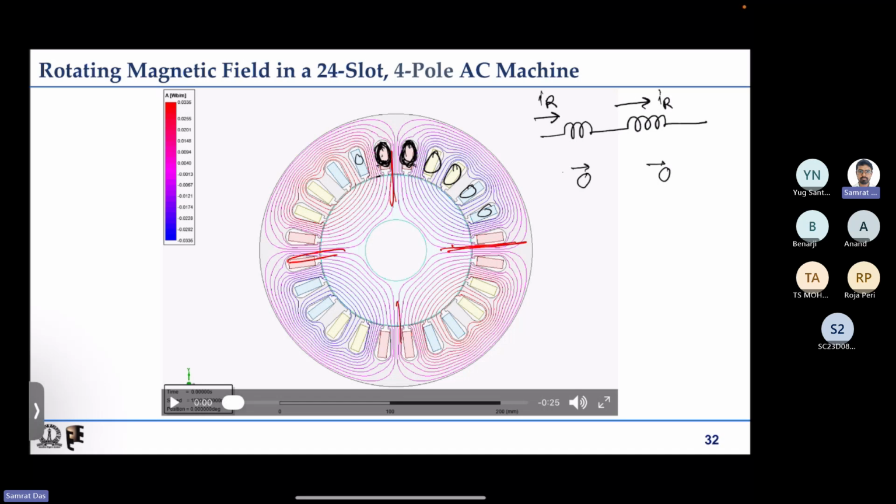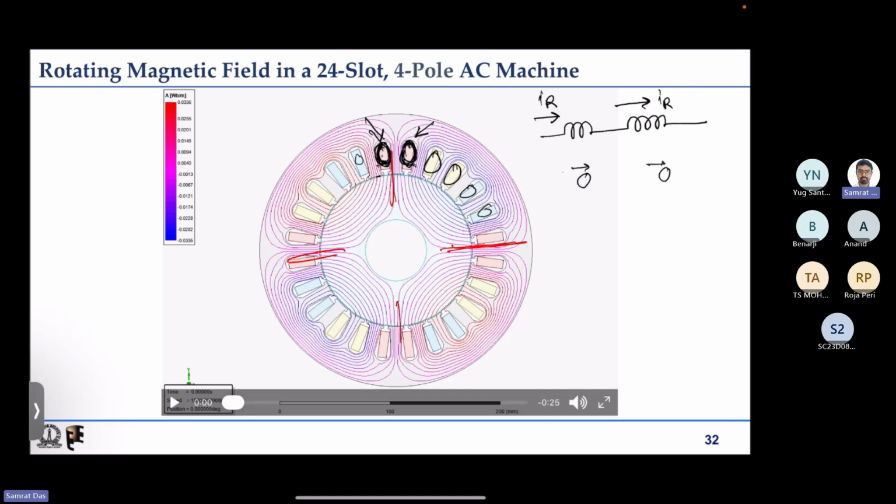So for the bar case, it will be closer to a sinusoid, because it is closer to the ideal assumptions. This discreteness is coming because we are concentrating the conductors in different discrete slots. That is right.